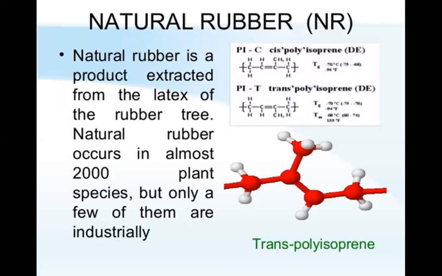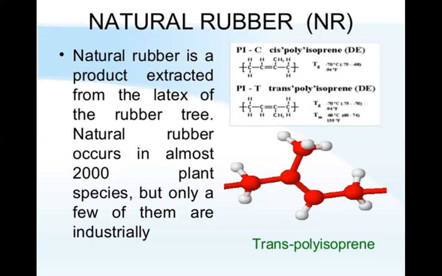It is extracted naturally from the latex of the rubber tree. The names of the trees are Hevea brasiliensis, Guile, Dichopsis parcha, and Palaquium gutta. These are the trees which are found in tropical and semi-tropical countries.